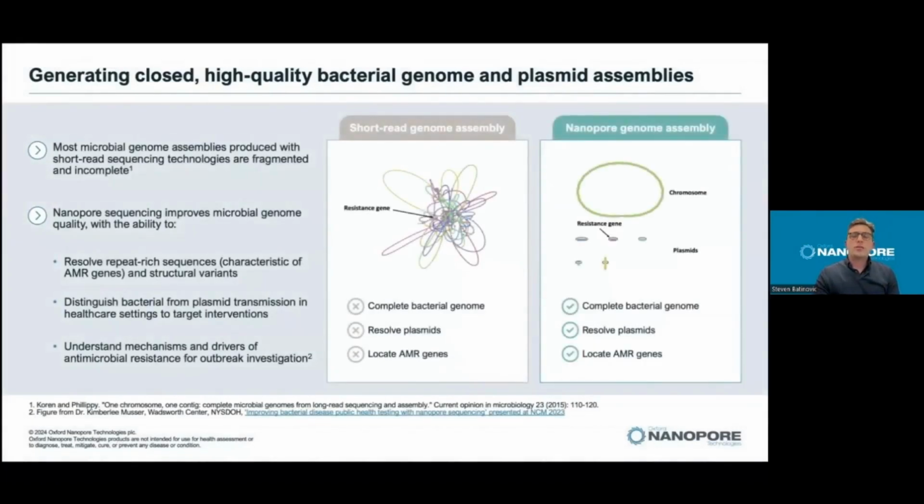So one of the major benefits of nanopore sequencing is the ability to generate very long sequencing reads. In comparison to short-read technologies that generate reads 150 to 250 base pairs long, nanopore sequencing can give you reads that are tens of thousands of base pairs long. This comes in particularly handy when you're looking at resistance genes, for example, because these genes are often present on mobile genetic elements like plasmids or transposons.